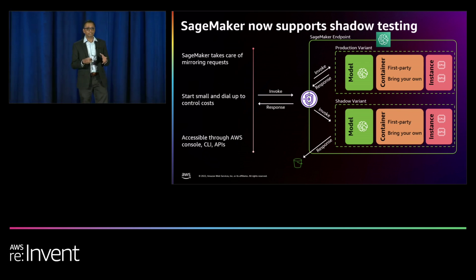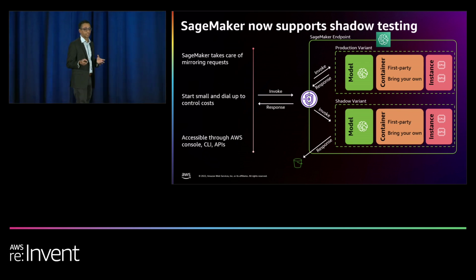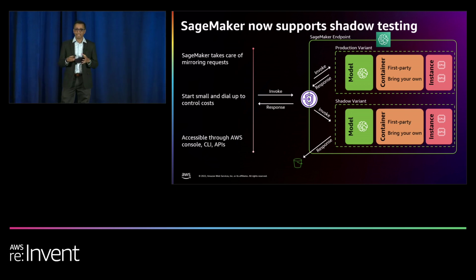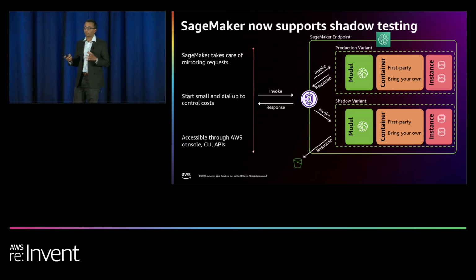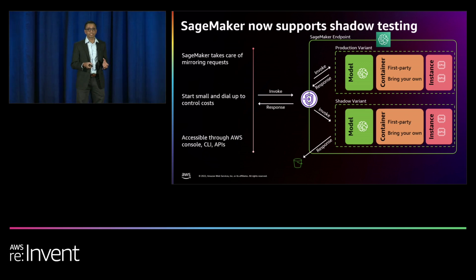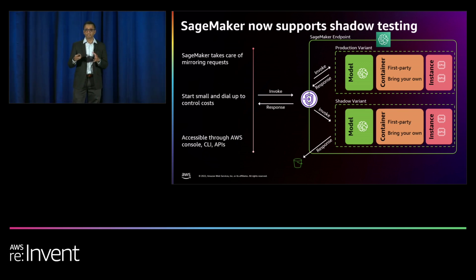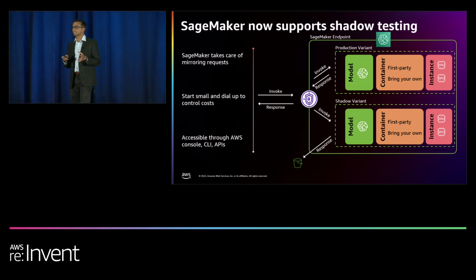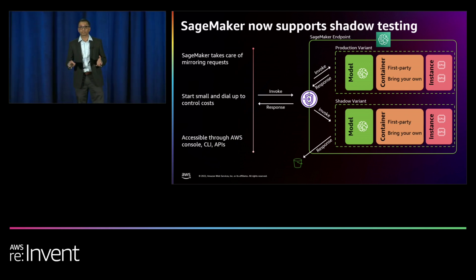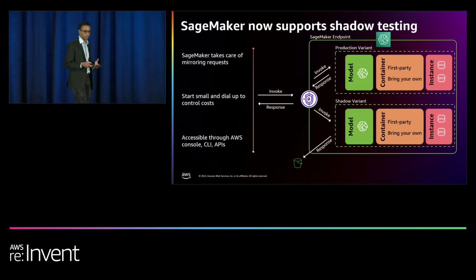As you can see, the components are exactly identical to the production variant. So here you can create a shadow variant in your endpoint, and you can swap any or all components of your production variant. So if you just want to test out a new model, you can keep the container and instance the same and just swap out the model. Or you can keep the model and container the same and swap out the instance if you're curious to try out a new instance type, right?